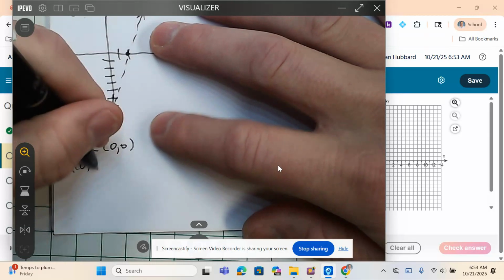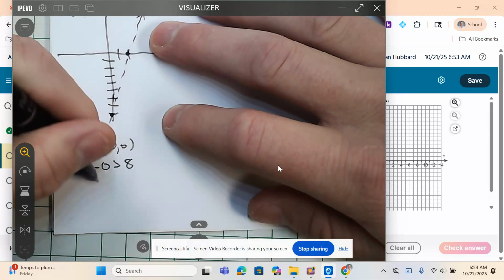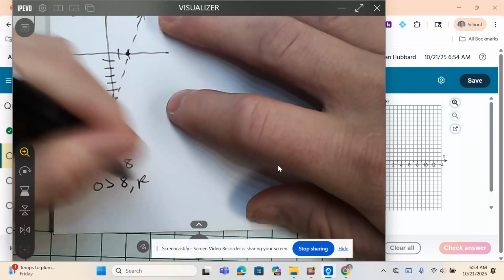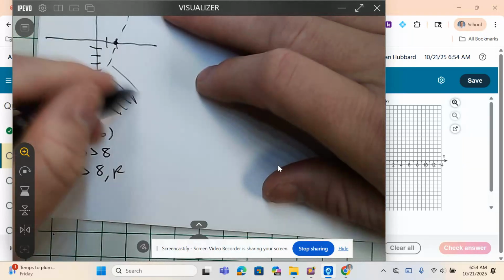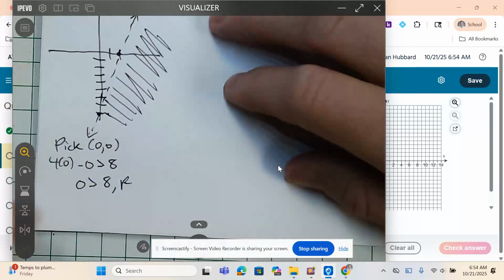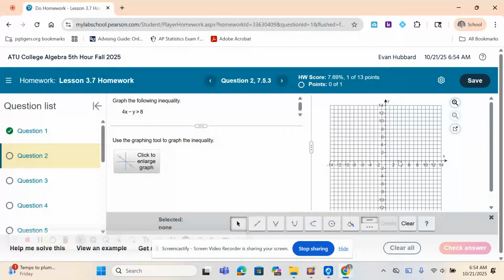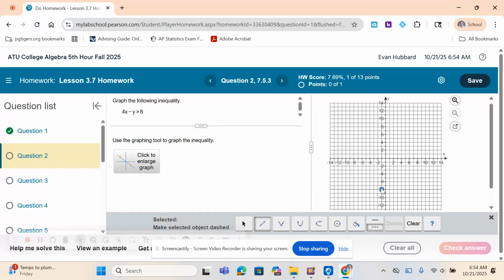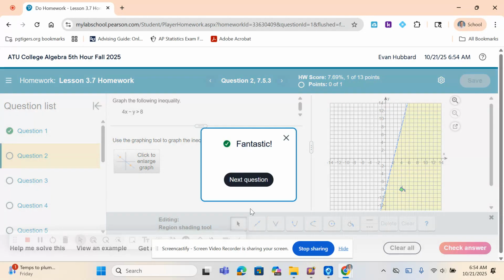So 4 times 0 minus 0, is that greater than 8? Is 0 greater than 8? That's false. So if it's false, I shade away from 0, 0. And so that should be my answer. So let's flip to enlarge the graph. We'll do a line tool. And I'm going to do dashed. So the y-intercept's -8. The x-intercept is 2. And I'm going to fill away from here. Okay.